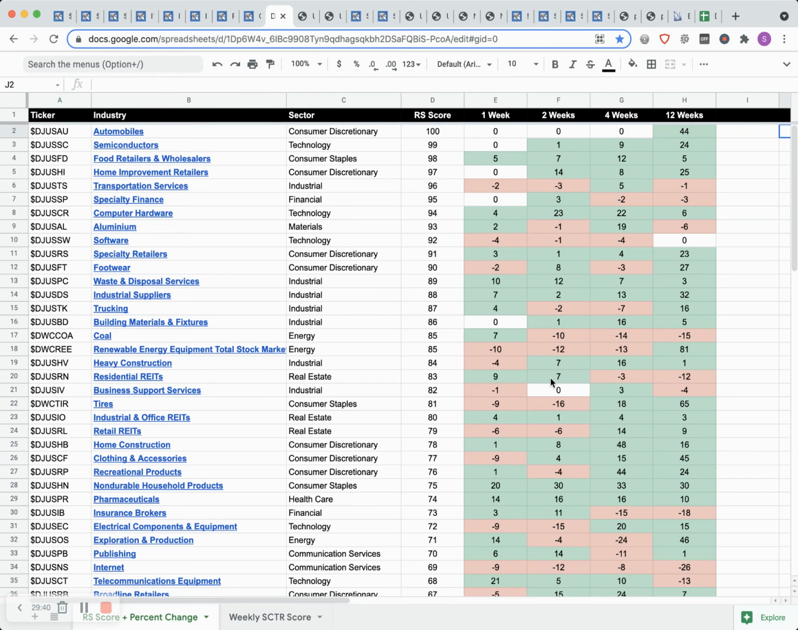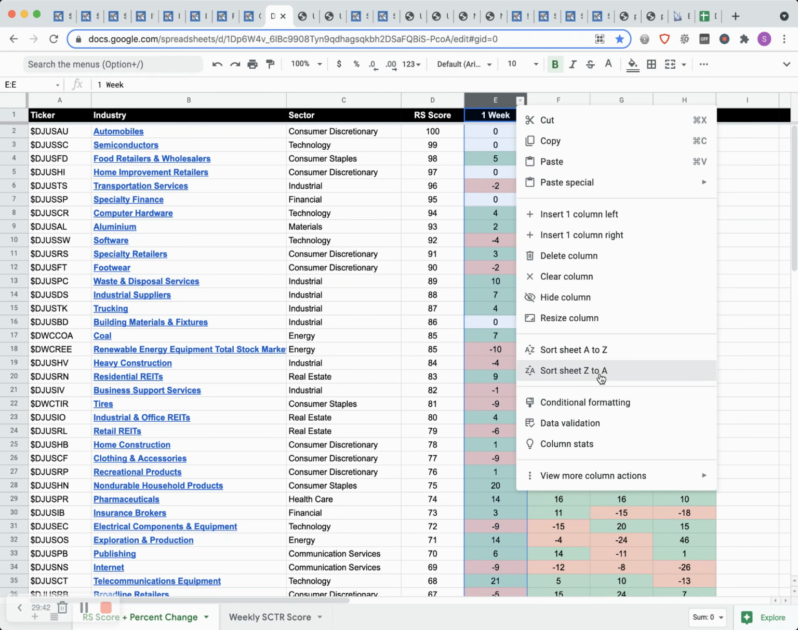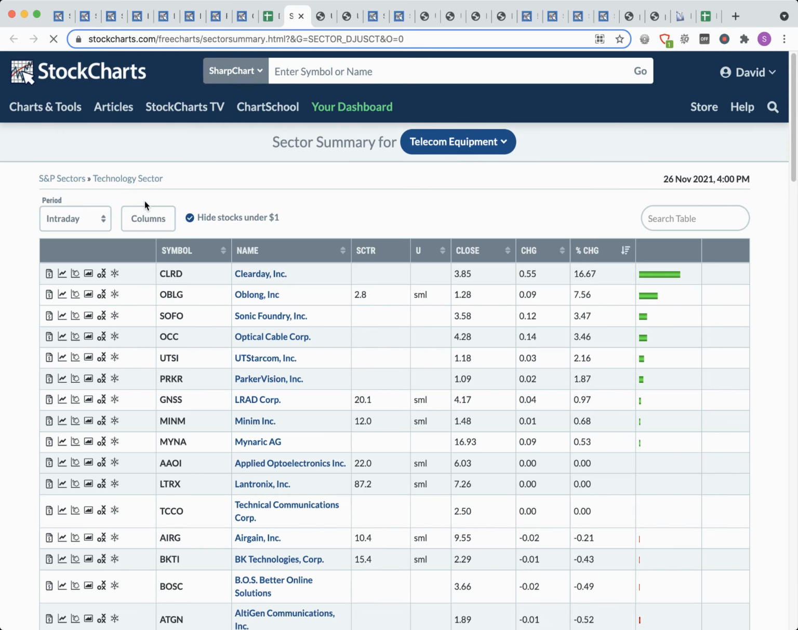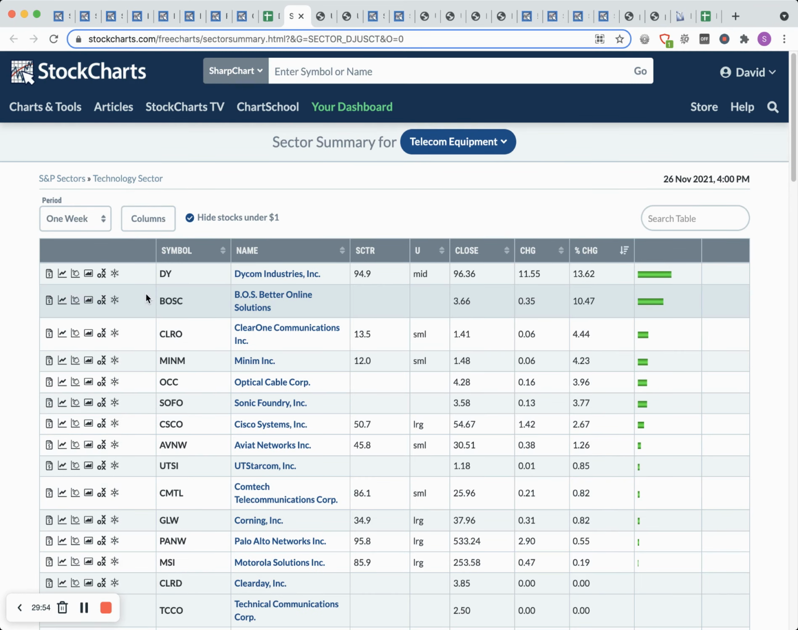So at the moment, if we flip it to a 1 week change here quickly, you can see telecommunications equipment was the number one group this week, moving up 21 to a score of 68. So not great in terms of the RS score. If we look into the group, the individual names here, I had a look through some of these, and none of them are particularly great.